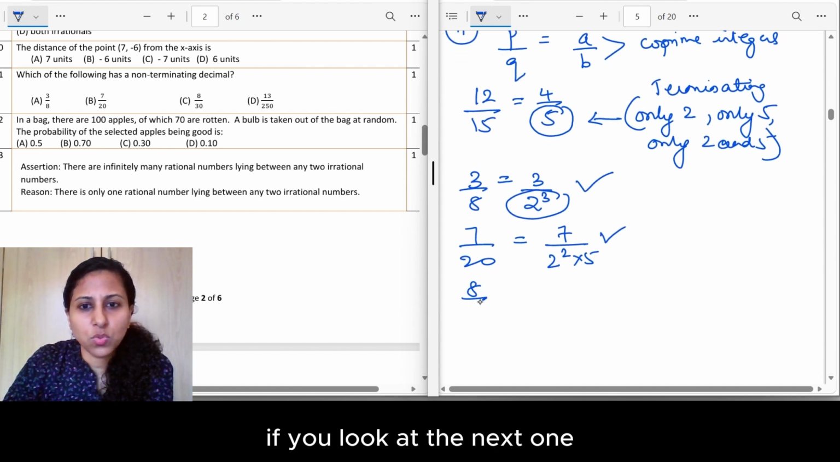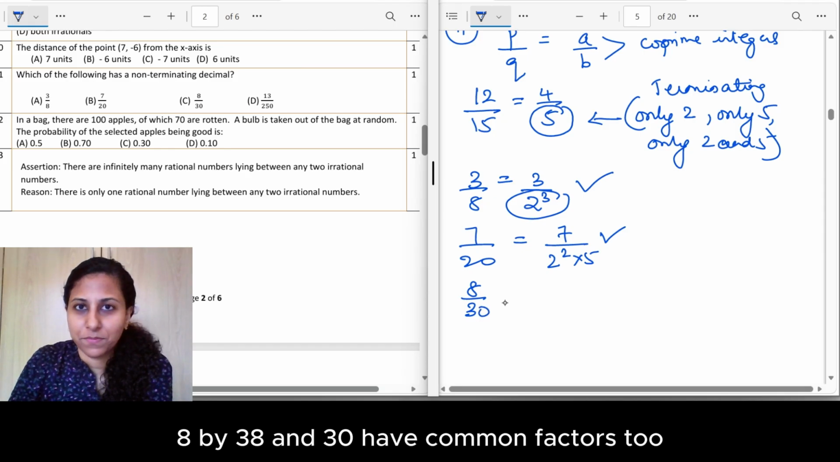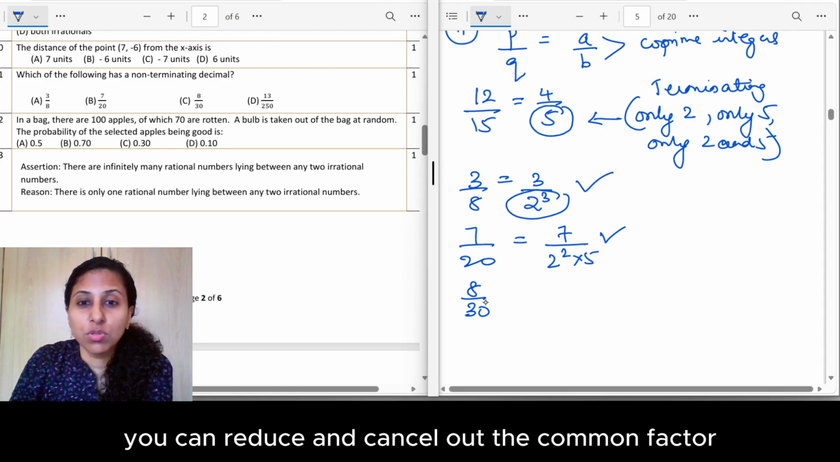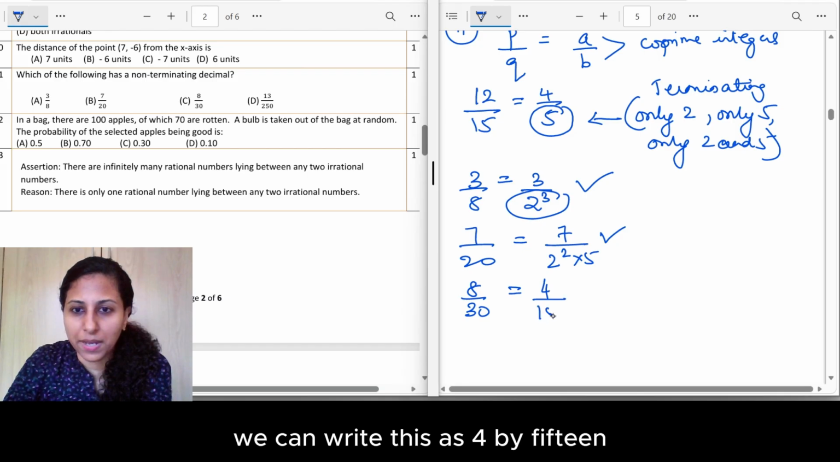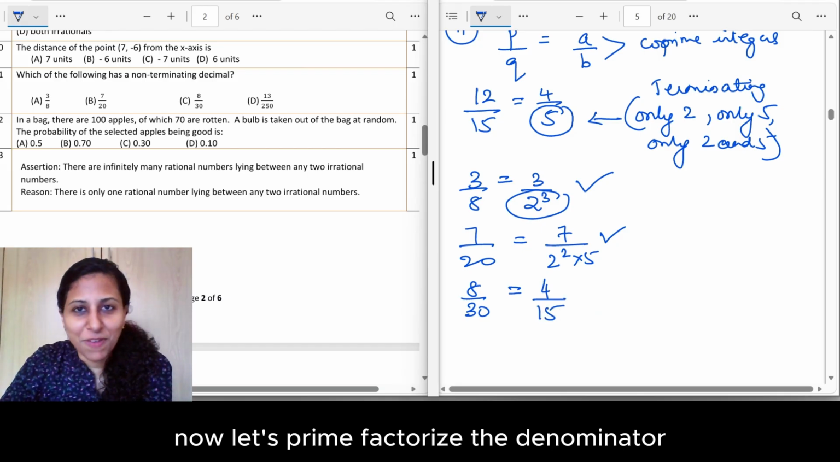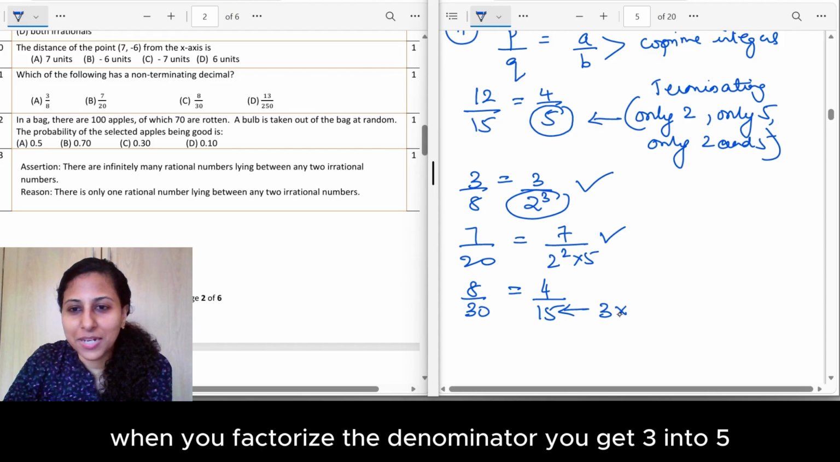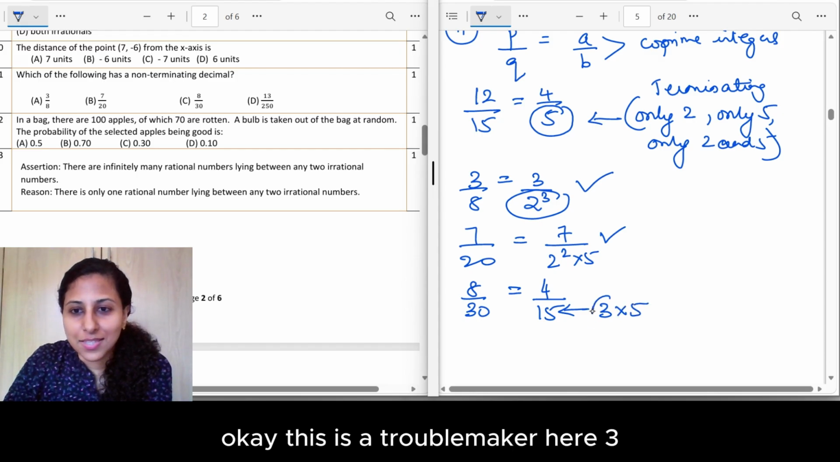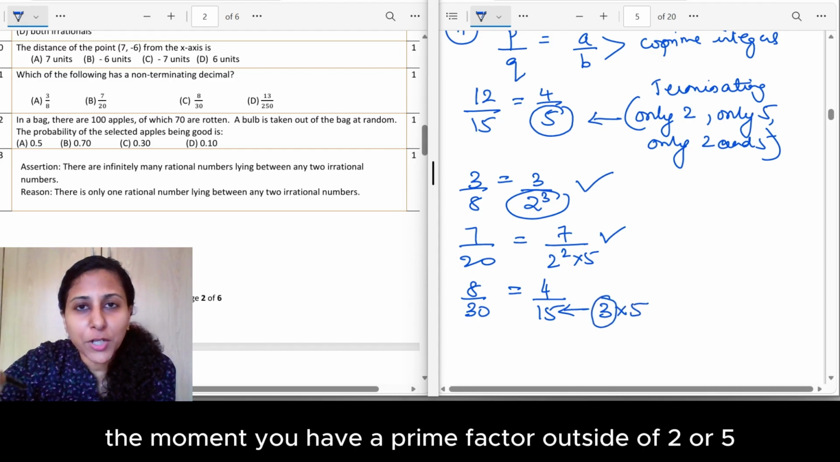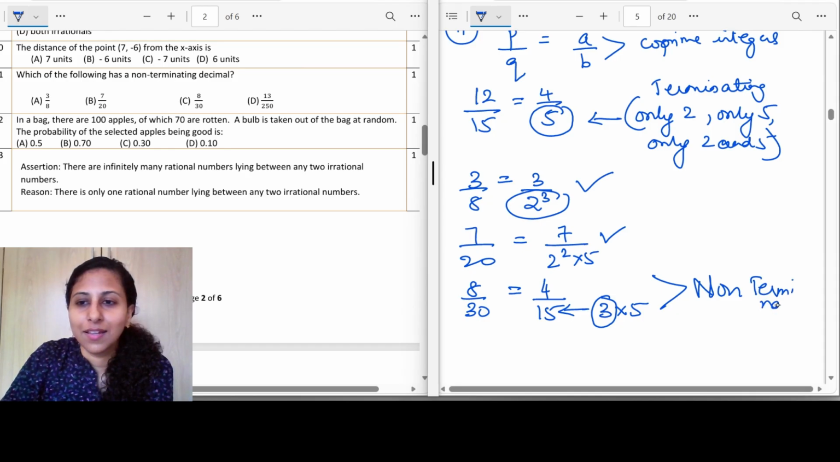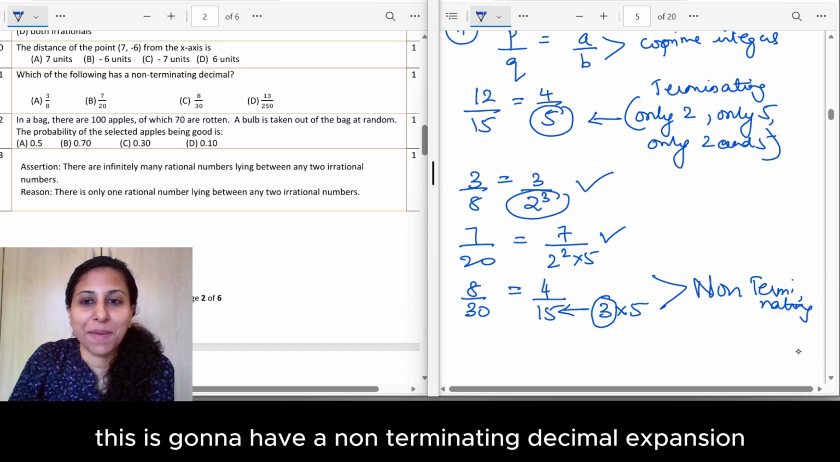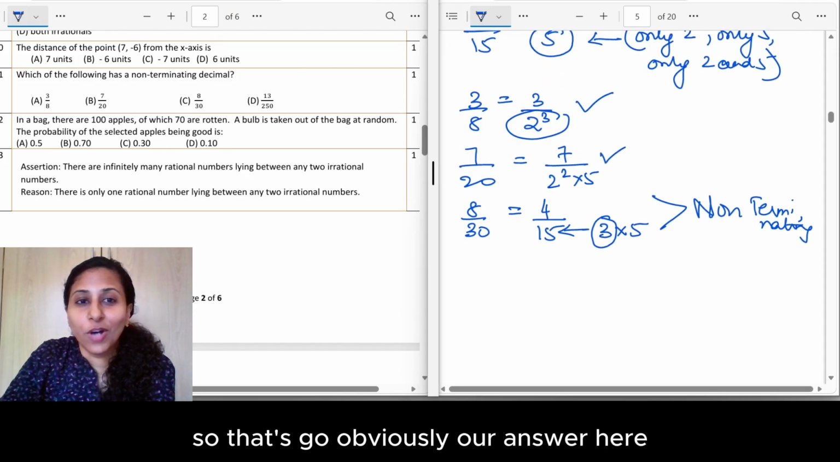If you look at the next one, 8 by 30. 8 and 30 have common factors too. You can reduce and cancel out the common factor from both the numerator and denominator. We can write this as 4 by 15. Now let's prime factorize the denominator. When you factorize the denominator, you get 3 into 5. This is a troublemaker here, 3. The moment you have a prime factor outside of 2 or 5, you are going to say that this is non-terminating. This is going to have a non-terminating decimal expansion. So that's obviously our answer here.